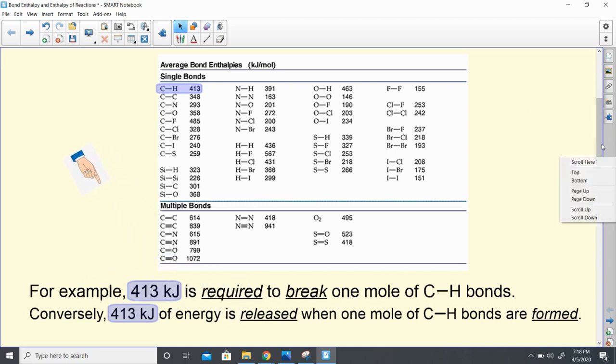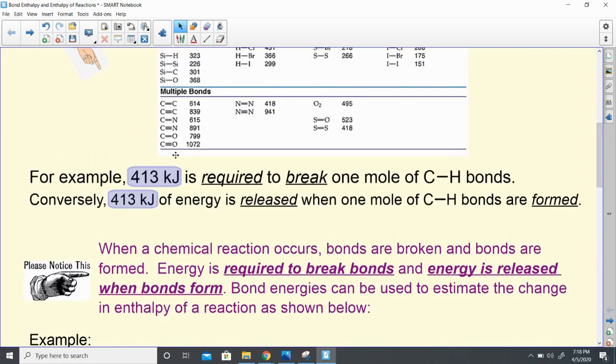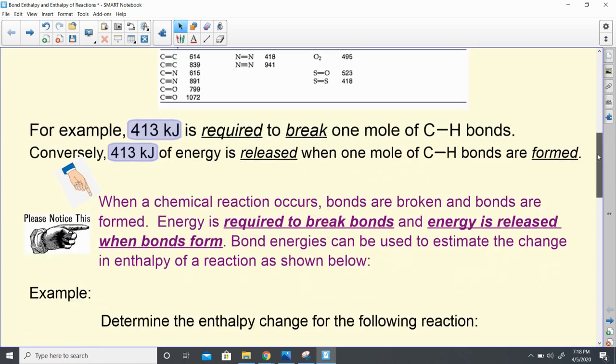So as we talked about before, when we talked about activation energy and we compare the energy of the products to the reactants and so forth, when a chemical reaction occurs, bonds are broken and bonds are formed. Energy is required to break bonds, and energy is released when bonds form. Bond energies can be used to estimate the change in enthalpy of a reaction, and I'm going to show you an example down below.